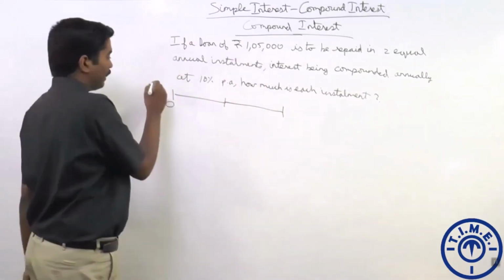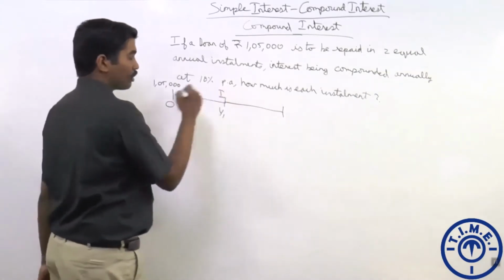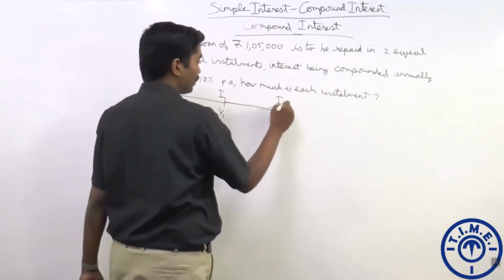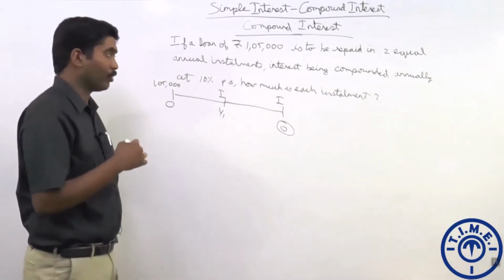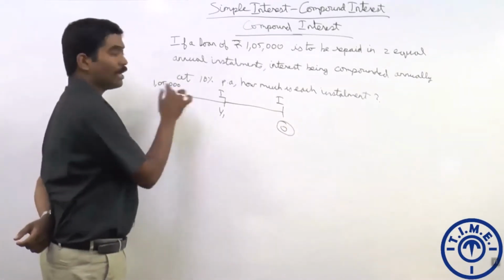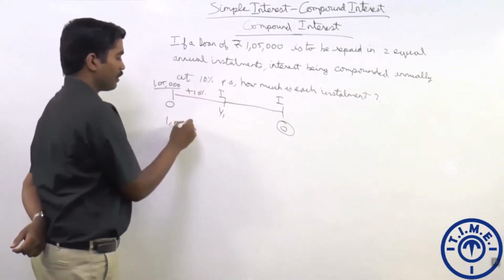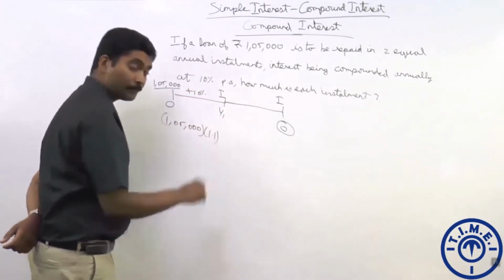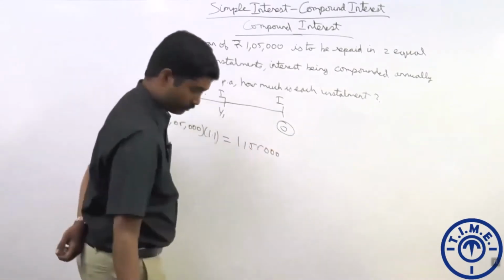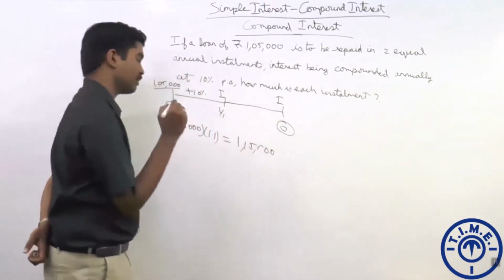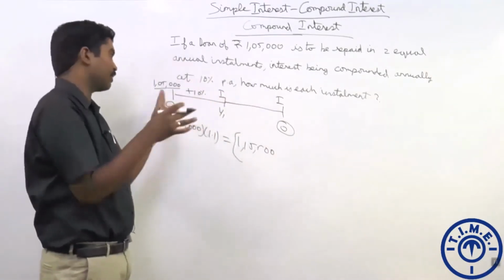We borrow the loan today and the amount that is borrowed is 1,05,000. Now at the end of year 1, we pay an installment I, and at the end of year 2, we pay another installment I, and thereby the amount remaining is 0. We settle the entire debt, or we really pay back the entire loan, right? So 1,05,000 is the amount that is borrowed. At the end of 1 year, at 10% per annum, how much does it become? 1,05,000 into 1.1, right? Which is 1,15,500.